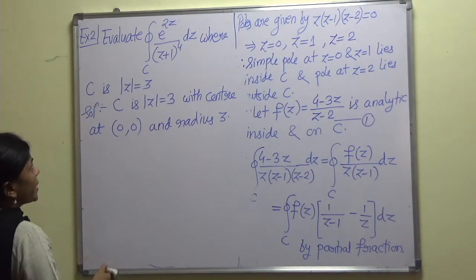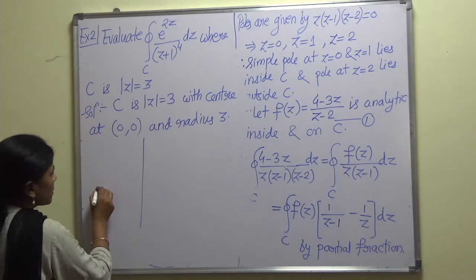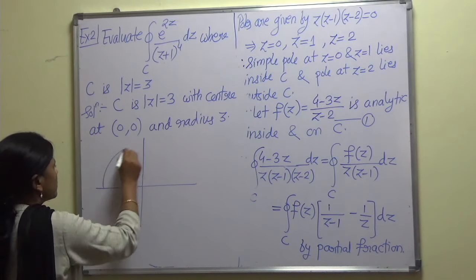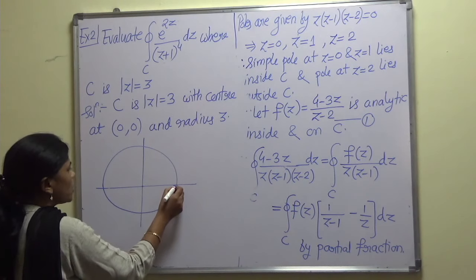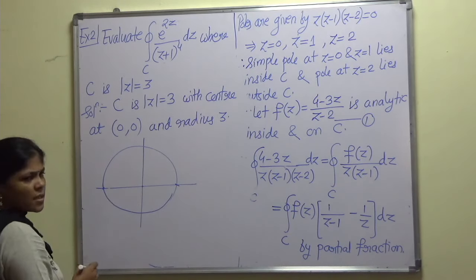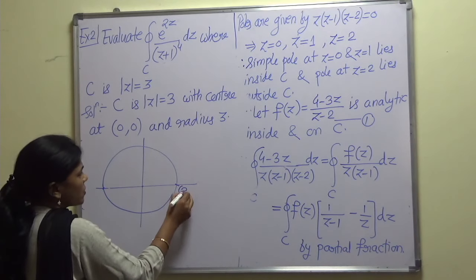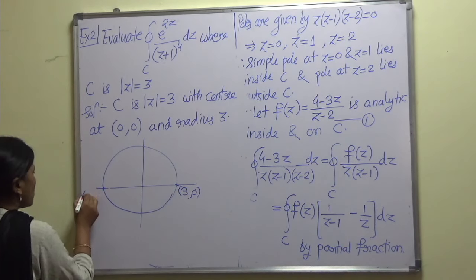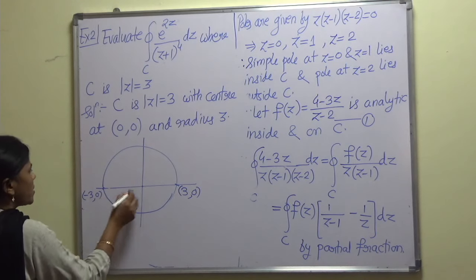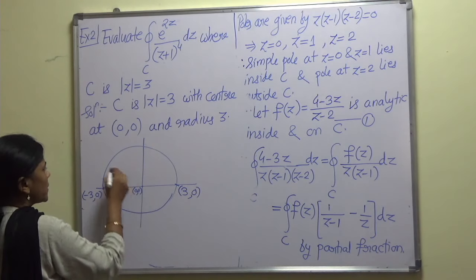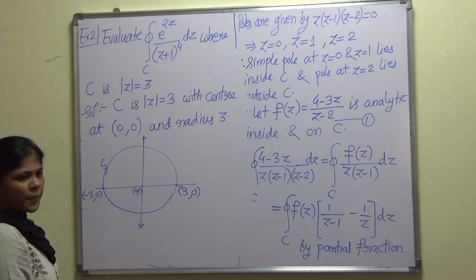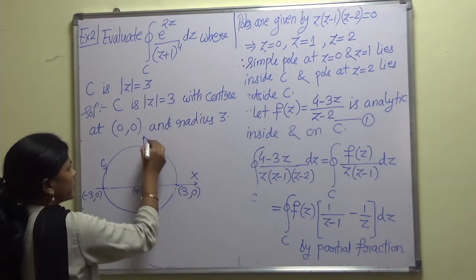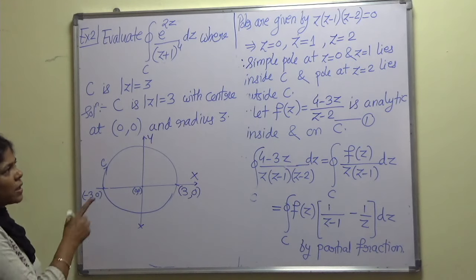Let us draw the circle. Obviously the circle has a center at 0, 0. I will measure 3 unit distance on the left as well as the right. So this is 3, 0 and this is the point minus 3, 0. Here we have the center. And this is anti-clockwise for this C. So the circle is drawn.